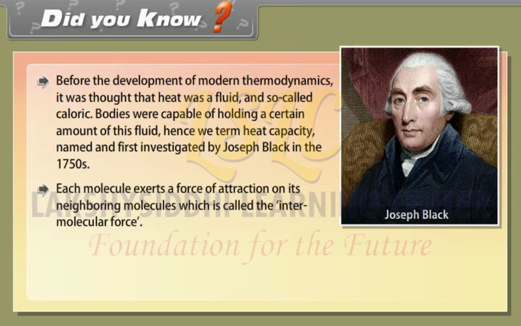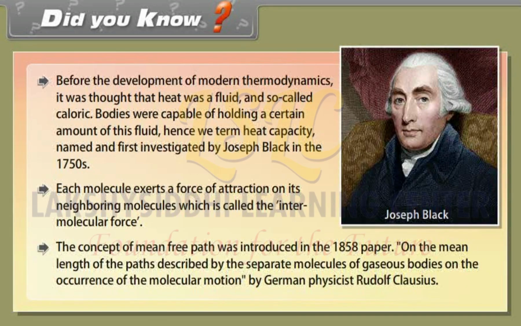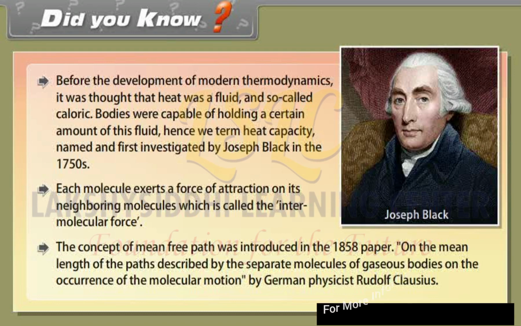Each molecule exerts a force of attraction on its neighboring molecule, which is called the intermolecular force. The concept of mean free path was introduced in an 1858 paper on the mean length of the paths described by the separate molecules of gaseous bodies on the occurrence of molecular motion, by German physicist Rudolf Clausius.